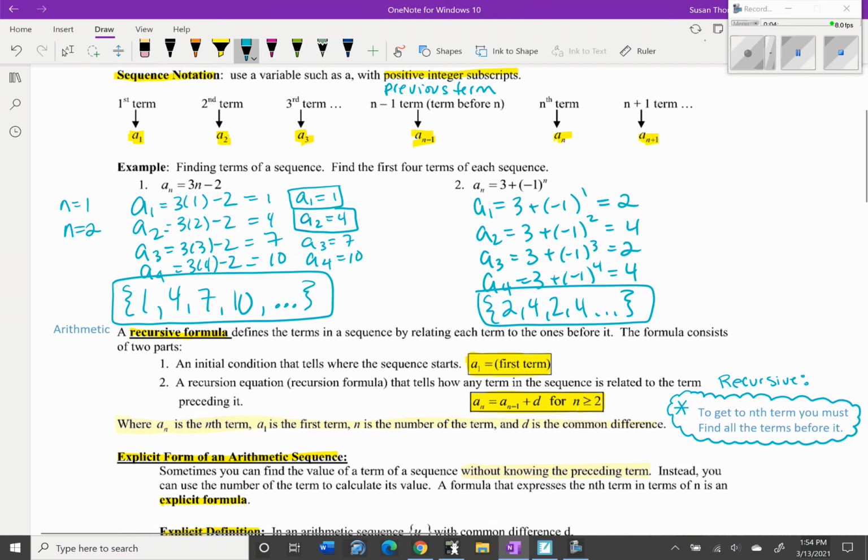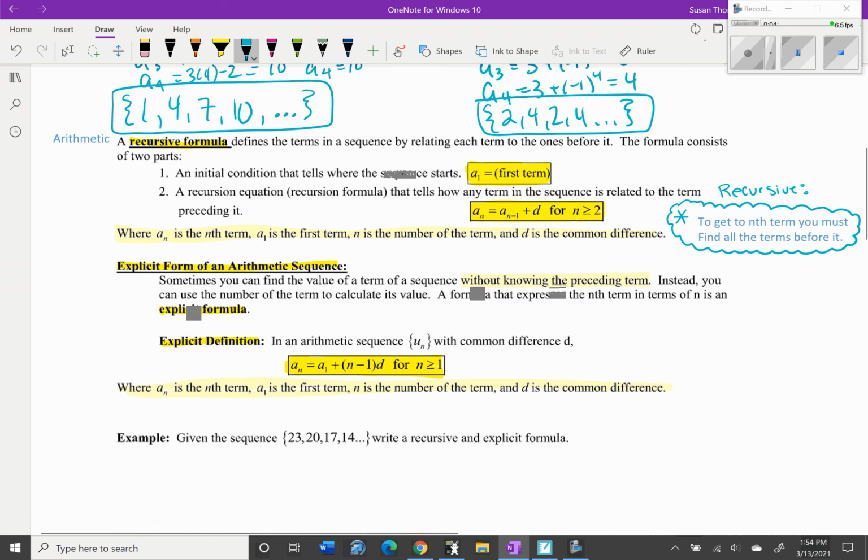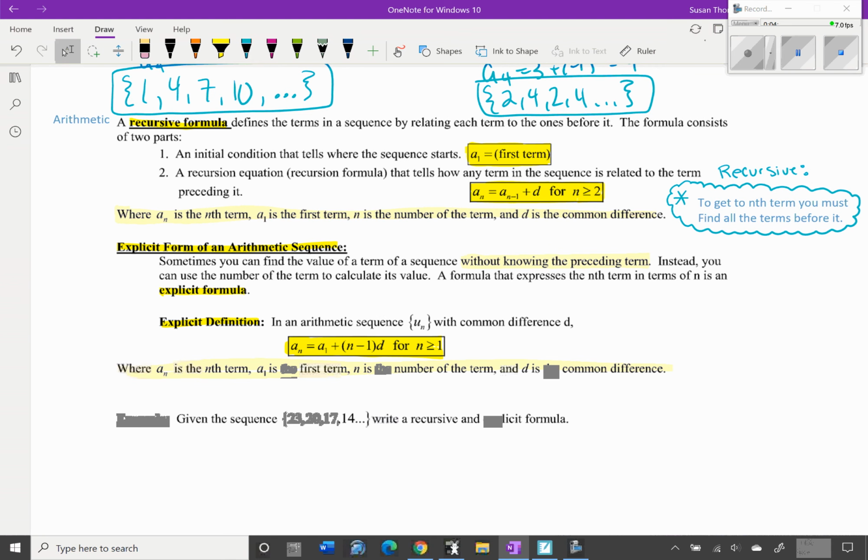So for the next part, we're going to look at recursive and explicit formulas, which we did in Math 1, 2, and 3. Specifically, we're going to look at arithmetic because we'll do geometric tomorrow. In arithmetic, a recursive formula, we know, defines the terms in the sequence by relating each term to the ones before it. The formula consists of 2 parts. You always have to state both parts. The first part is where your sequence is going to start, because if you have to use the previous term to get to the next term, you need to know what the first term is. And then an equation that tells us how any term in the sequence is related to the term preceding it.